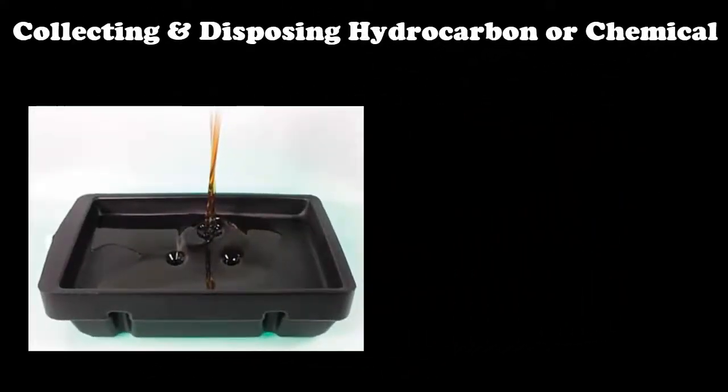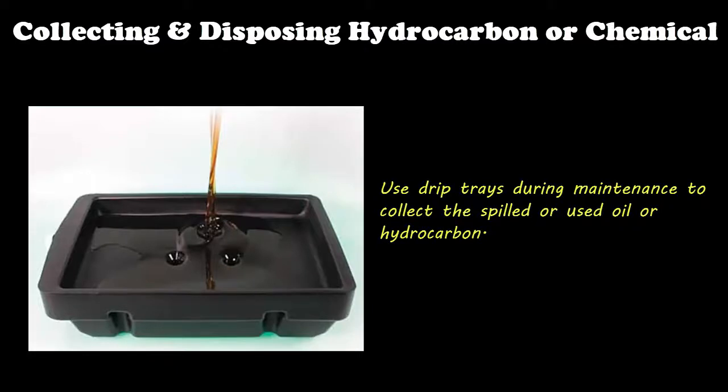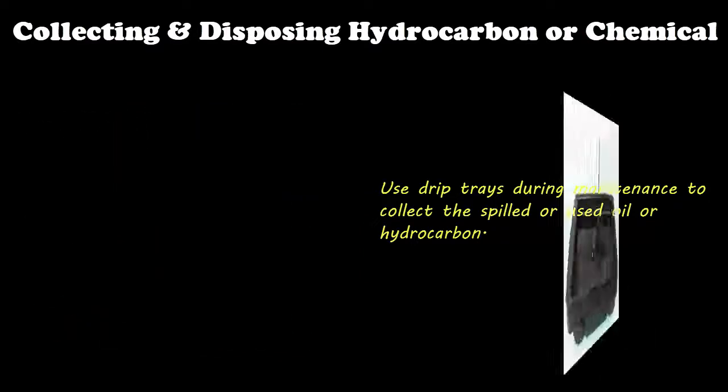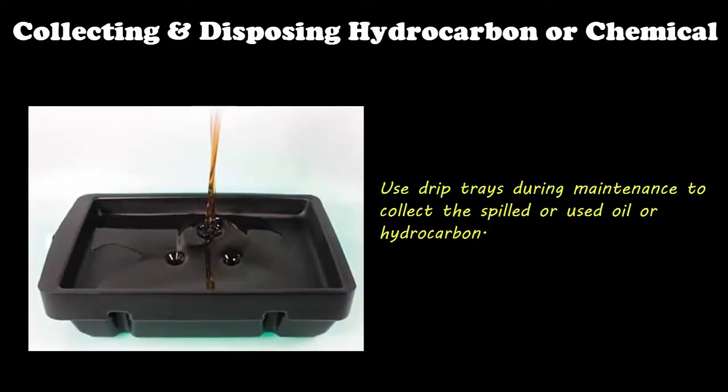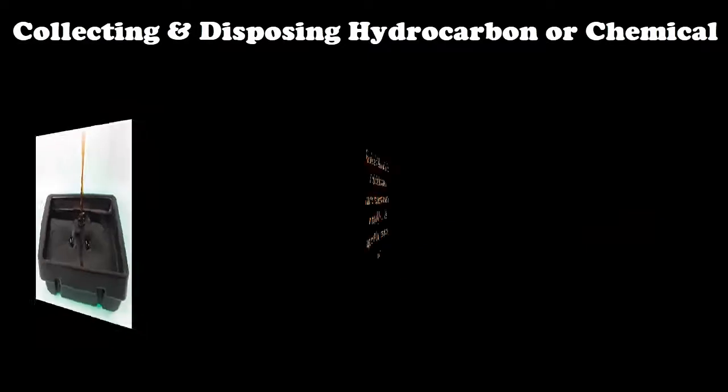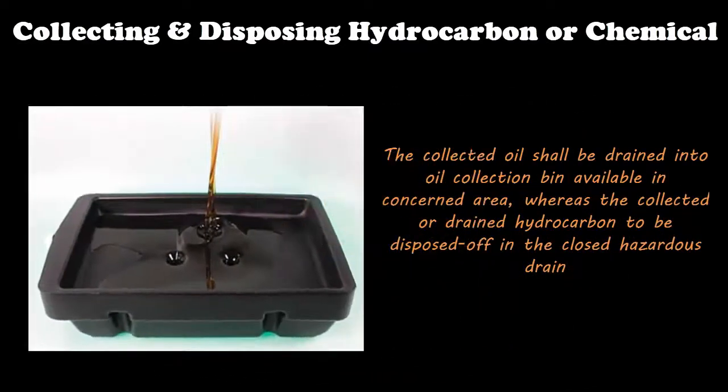Collecting and disposing hydrocarbon and chemical. Use drip trays during maintenance to collect the spilled or used oil or hydrocarbon. The collected oil shall be drained into the oil collection bin available in the concerned area, whereas the collected or drained hydrocarbon is to be disposed of in the closed hazardous drain.